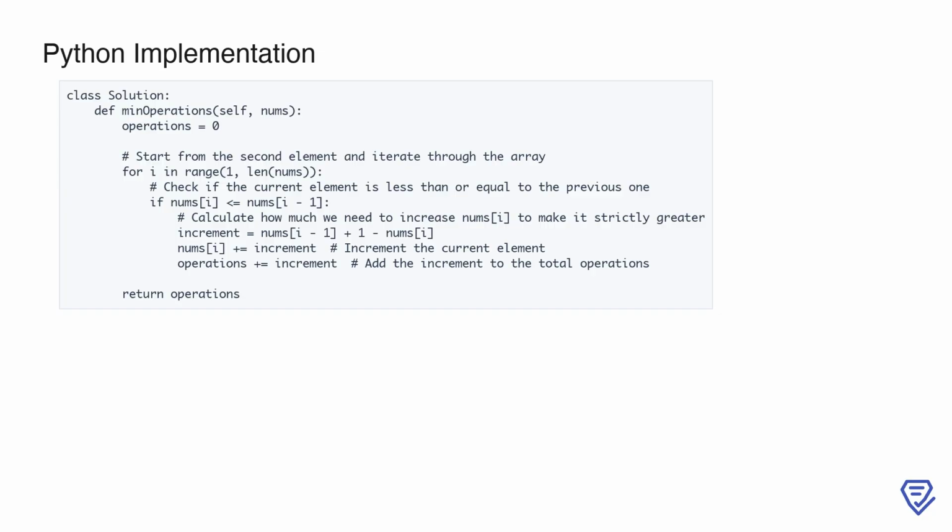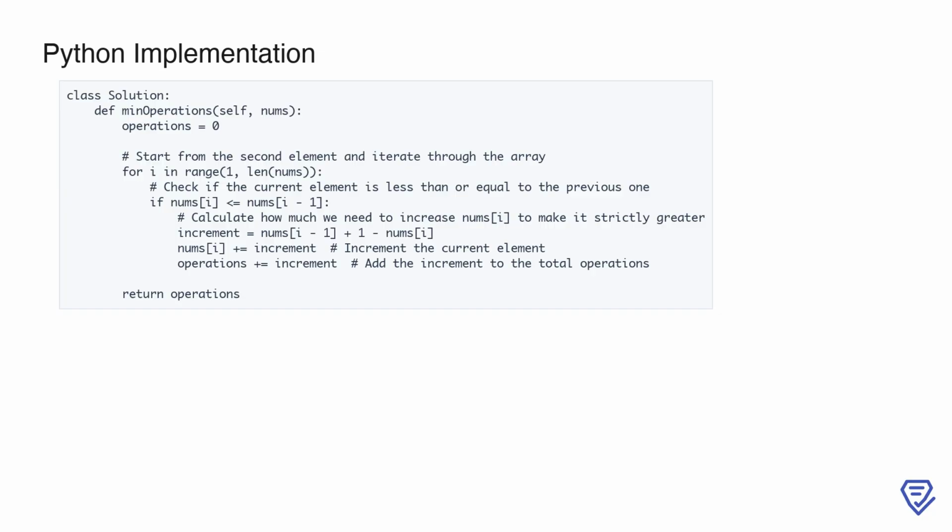Example walkthrough. Consider the input array nums equals [1, 1, 1]. Start with operations equals 0. At index 1, nums[1] = 1 is not greater than nums[0] = 1. Increment nums[1] by 1. Now nums equals [1, 2, 1], and operations equals 1.